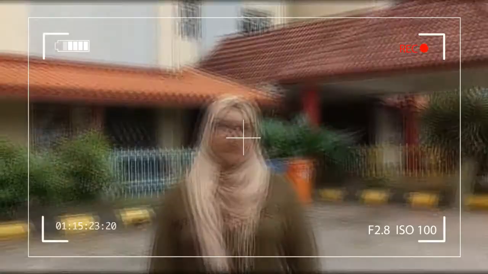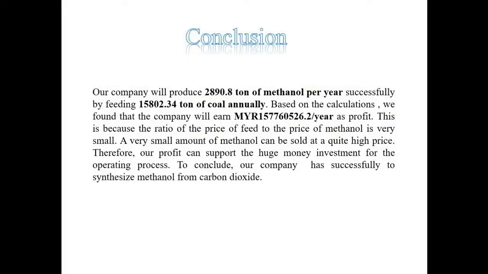Hello, my name is Zainab Malabakas. Based on the calculations, we have seen that our company will be able to produce 2,890.8 tons of methanol per year successfully by using a feed of 15,802.34 tons of coal per year. And based on the costings, we have calculated a profit of 157760526.2 Malaysian ringgit per year.